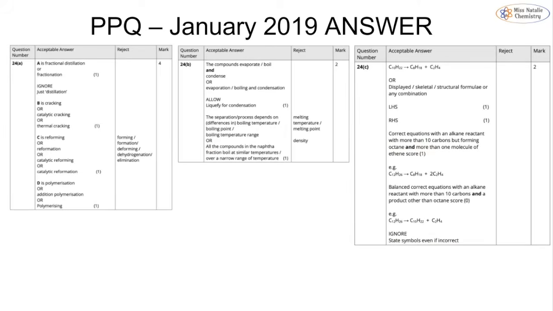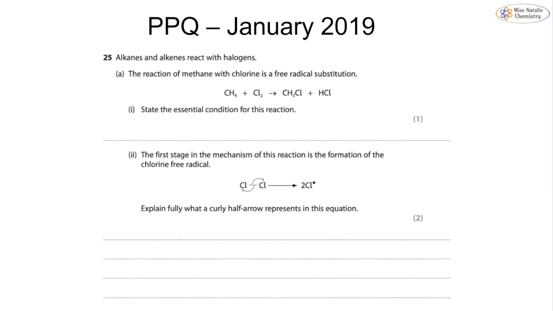And there's the mark scheme for those questions. We're also going to look at another question to do with alkanes, and this is looking at the free radical substitution. So we've said that the reaction of methane and chlorine is an example of free radical substitution. What is the essential condition for this reaction? And the answer would be UV light or ultraviolet light, or ultraviolet radiation, we can also say.